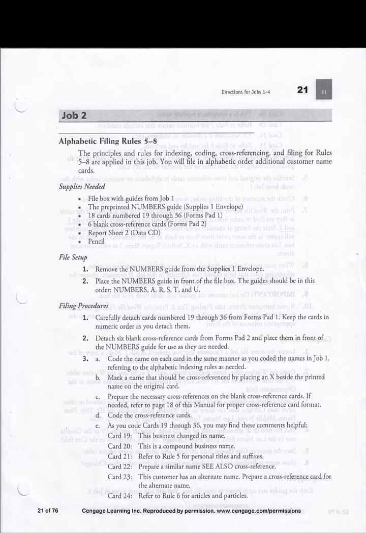Let's do job 2 with this recording. I'm starting in the student instruction manual on page 21 for job 2. And a couple of things I want to point out to you. First of all, we are covering rules 5 through 8. At this point, you should have read in the textbook about these rules, chapter 4.